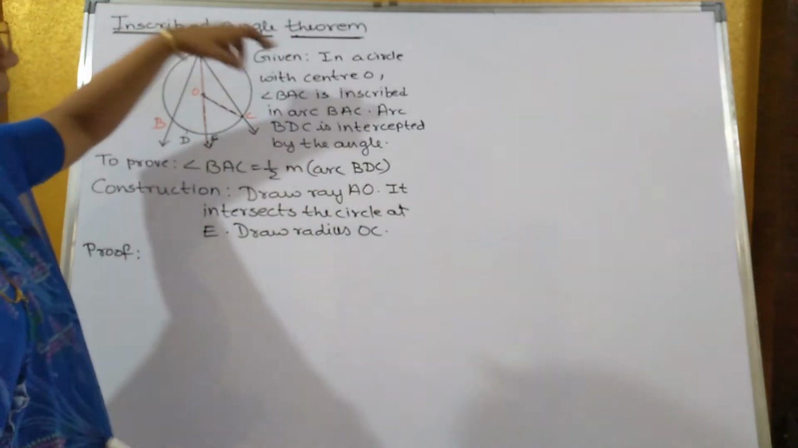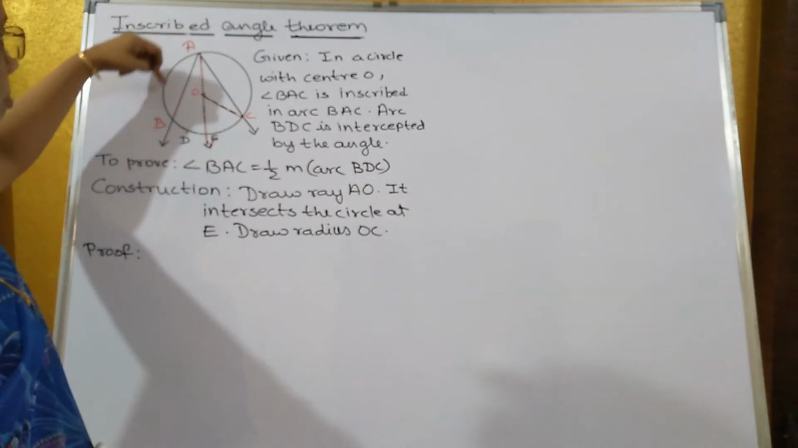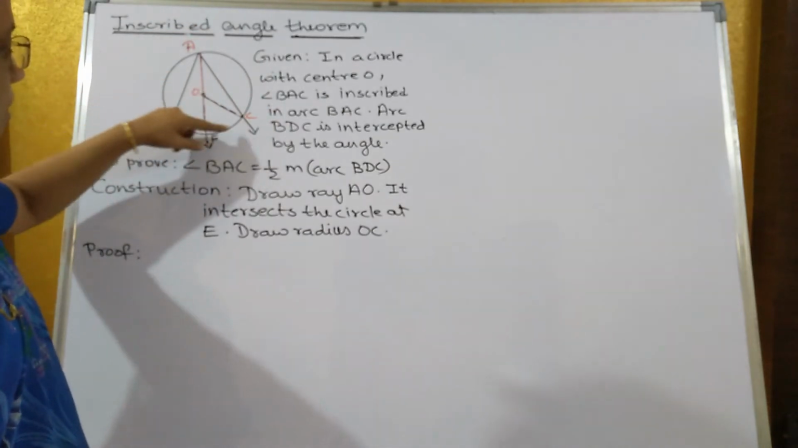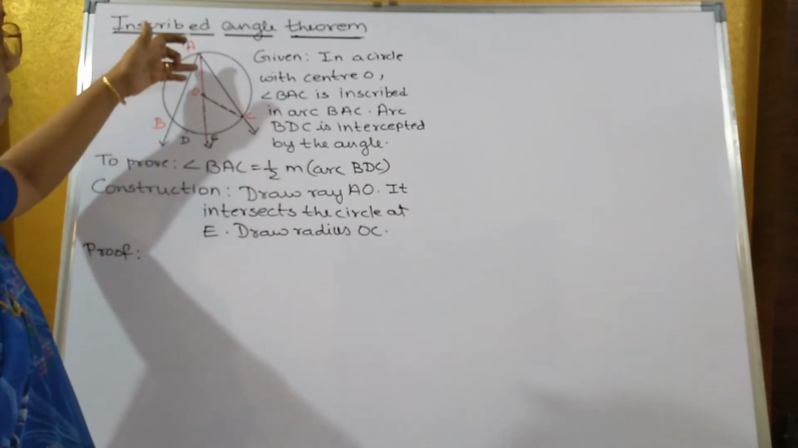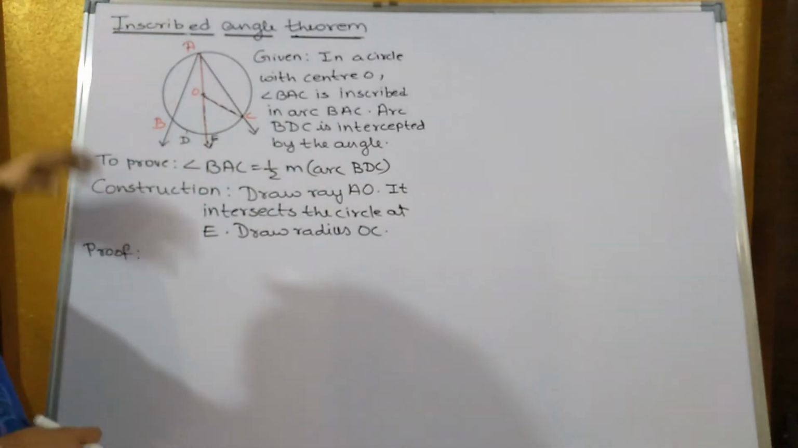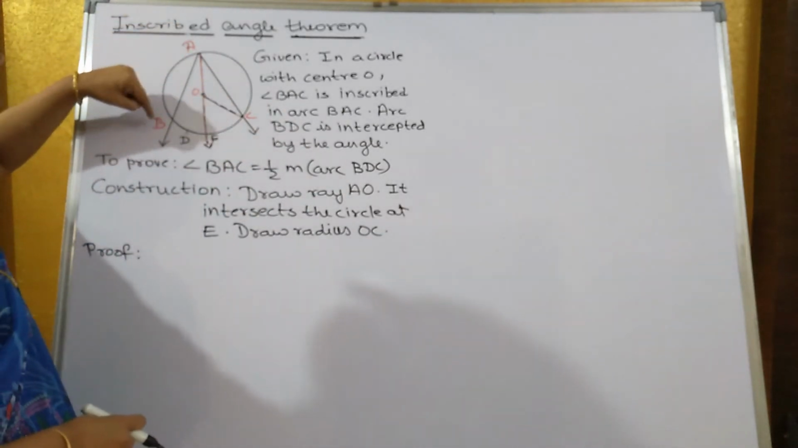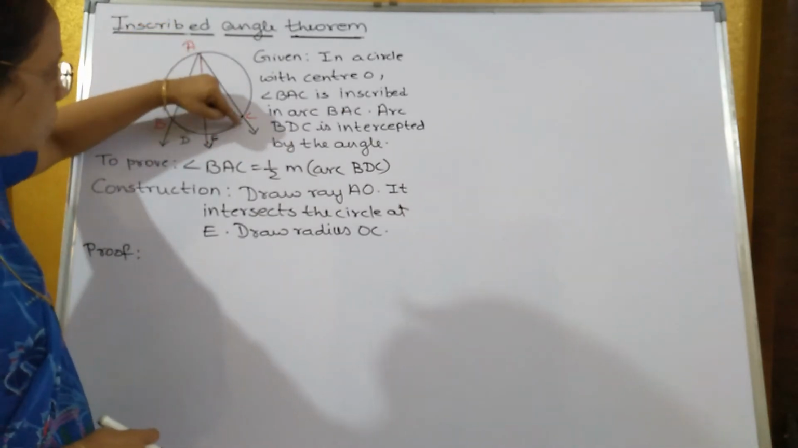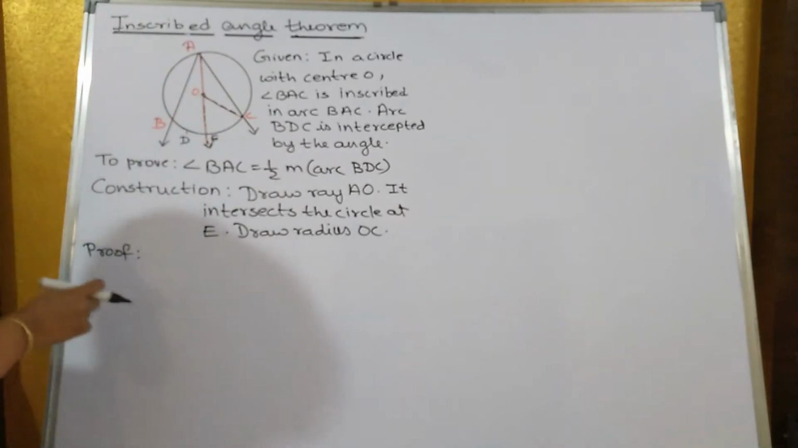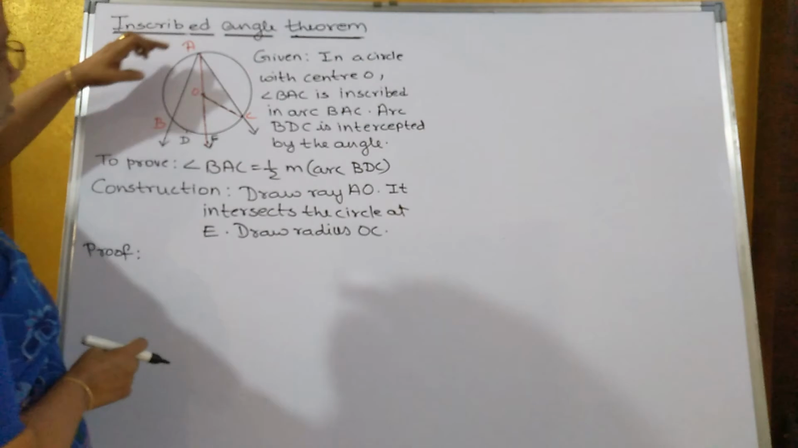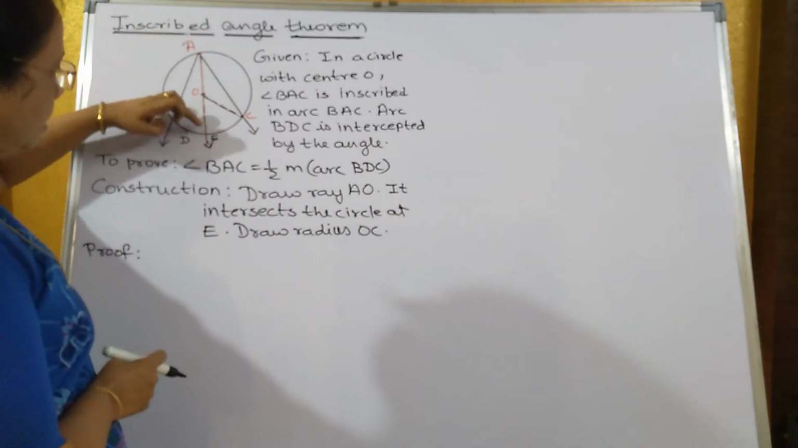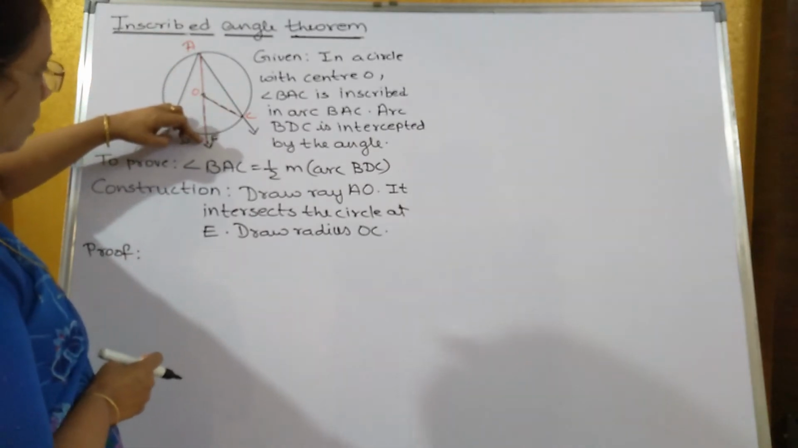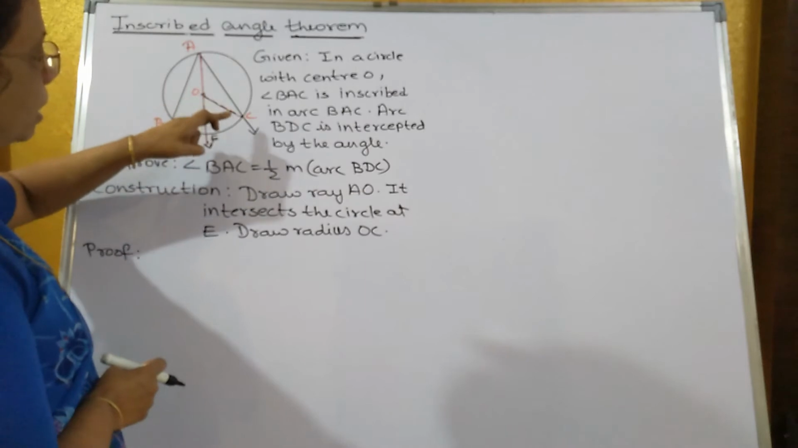Given: in a circle with center O, angle BAC is inscribed in the arc BAC, and BDC is the intercepted arc which is intercepted by angle BAC. We have to prove that angle BAC is half of arc BDC. So this angle is half of arc BDC. What I had explained just now, that only we have to prove. Construction: draw ray AO such that it intersects the circle at the point E, and join OC, or draw the radius OC.